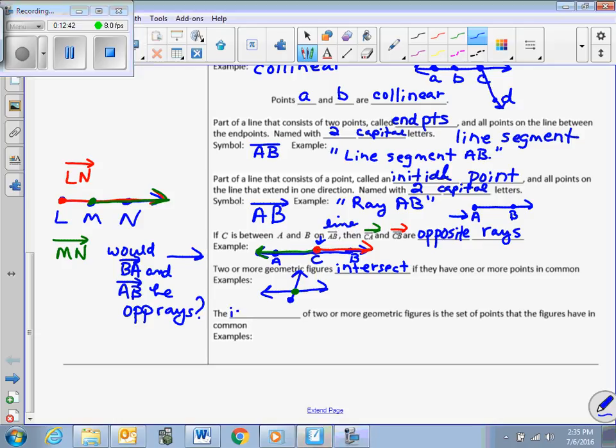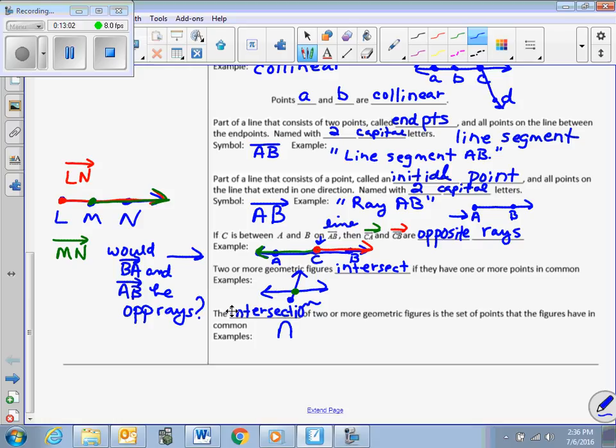The intersection, and just to remind you, I know you learned this. This is the way we denote intersection in geometry, remember? The intersection of two or more figures is the set of points that the figures have in common.